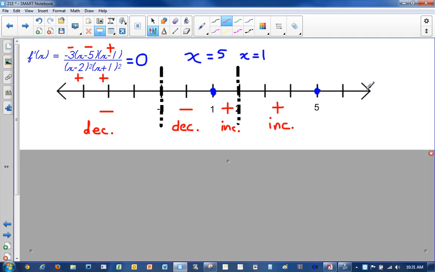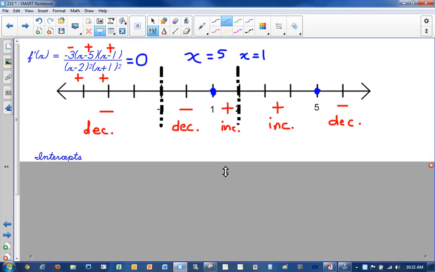All right, and then let's look after 5. Well, after 5, I can pick a number like 6. Negative 3 will still be negative. 6 minus 5 will be positive. 6 minus 1 will be positive, and the denominator will be positive, meaning that this entire derivative is negative, so the original function is decreasing. Okay, so I always split up my domain based on my stationary points and my asymptotes, and I look between all of those just to see what's going on.